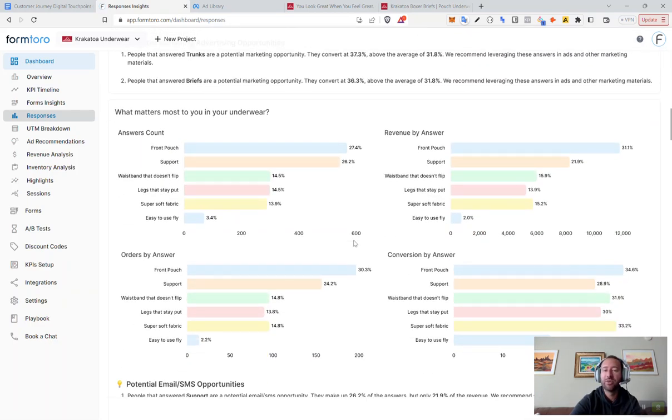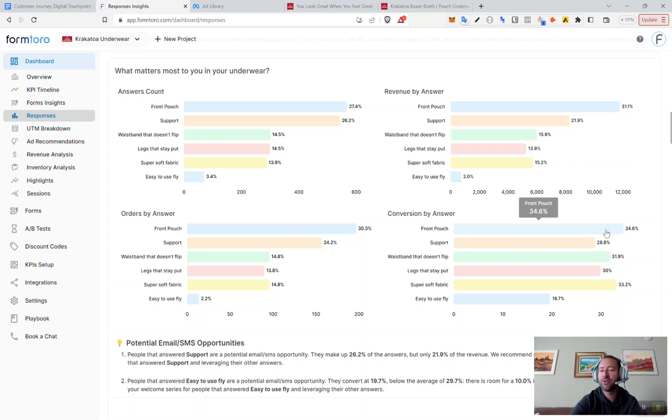If we look at what matters most to you in your underwear, we can see that front pouch drives the majority of revenue. Support also drives a lot of revenue. These are the top two answers here. They do have the highest amount of orders. In terms of conversion rate, front pouch is the highest. Super soft fabric is second, and support needs a little bit more education on this. So people that are answering support, we need to figure out why there's a gap in terms of their conversion rate. What can we do on our product pages, etc., to show that these underwear have a real good amount of support that they can provide as well, and lean into that narrative.